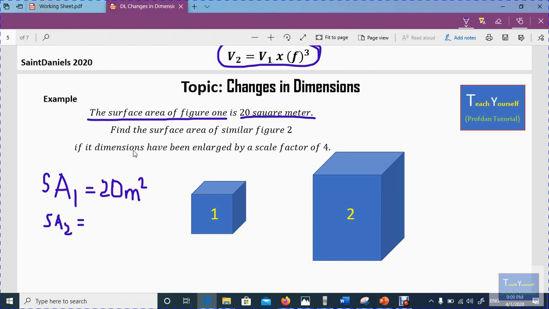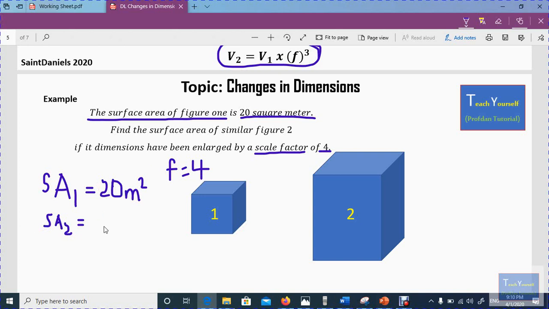If its dimensions have been enlarged by a scale factor of 4. So we have scale factor, F in this case, is 4. Remember, when scale factor is greater than 1, that means that you expect to get an object that is what? Bigger. So definitely our surface area that we are looking for should be bigger than 20.